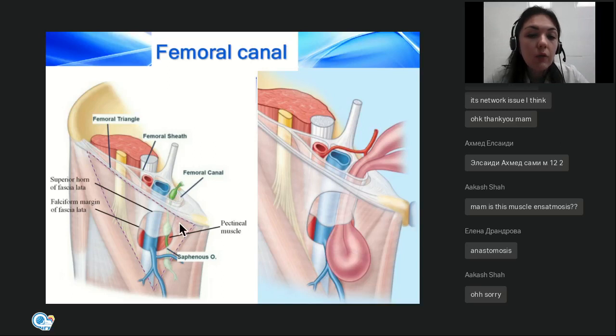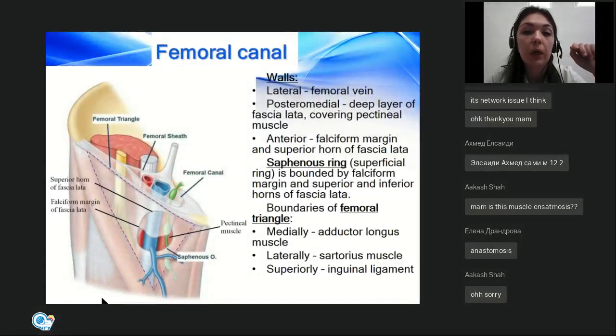Okay, and so the superficial ring is formed in the hiatus for the vena saphena magna. It's a superficial vein of the lower limb. We'll talk about it when we study the cardiovascular system. It is bounded by the falciform margin of the cribriform fascia. Superiorly it continues to the superior horn and inferiorly to the inferior horn. So it is the saphenous opening, or hiatus of the vena saphena magna.